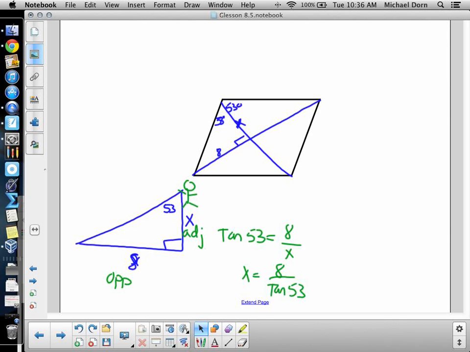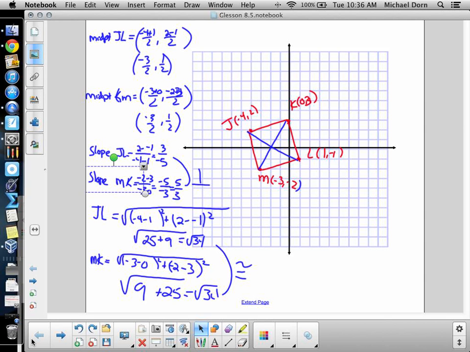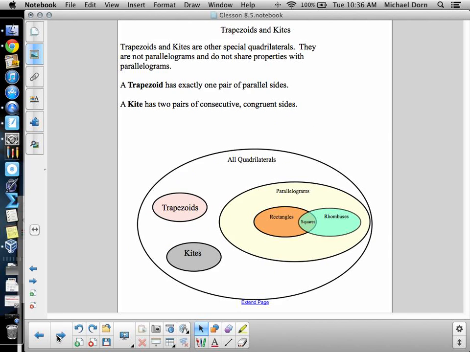Today we got another big load of stuff to talk about. And that's trapezoids and kites. These are our last two new shapes, so this is pretty much it for the new stuff. For this entire unit, actually. This is pretty much it.